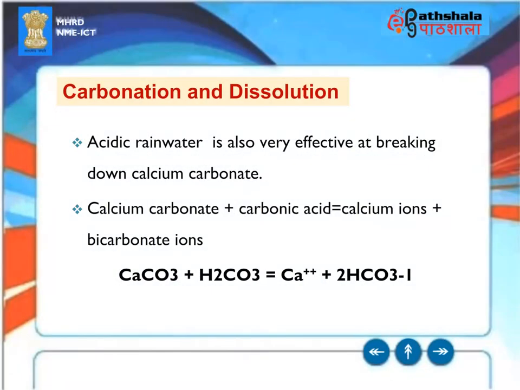Acidic rainwater is also very effective at breaking down calcium carbonate. Calcium carbonate plus carbonic acid equals calcium ions plus bicarbonate ions. CaCO3 plus H2CO3 equals Ca2+ plus 2HCO3−.